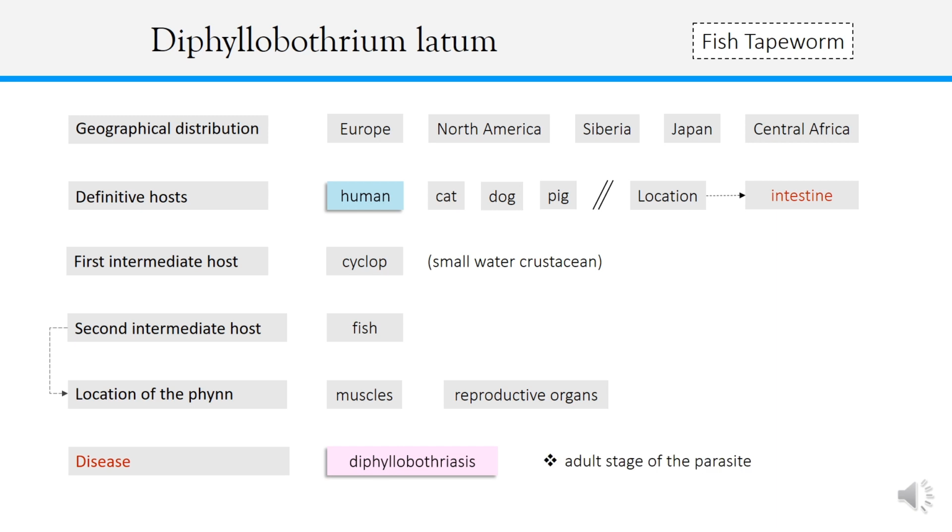Diphyllobothriasis is a disease of the human, who is the definitive host of this parasite, and when the human is the definitive host, the disease is caused by the adult stage of the parasite. So a human could be infected as a definitive host, and in this situation, inside the intestine of your patient will be located the adult form of this parasite. And the name of the disease, once again, Diphyllobothriasis.